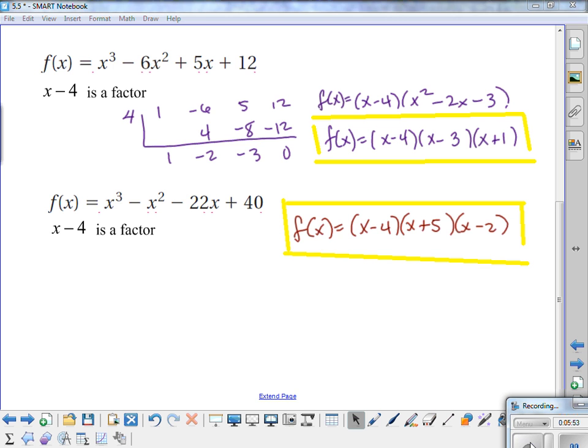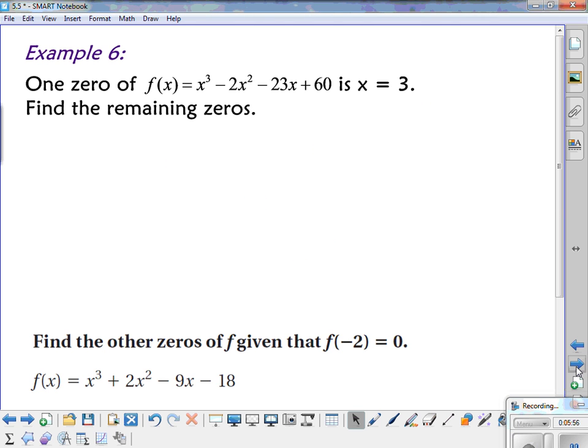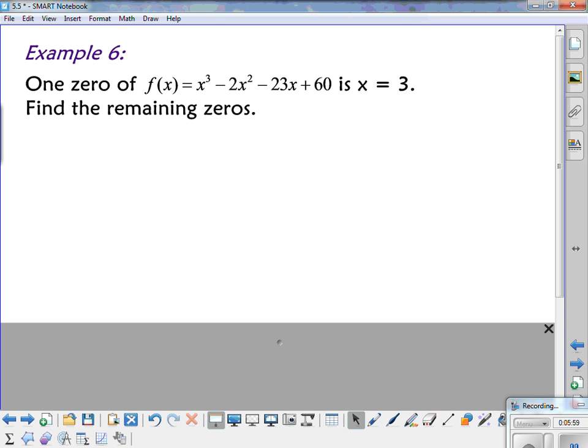Any questions? All right, so the other thing we're going to look at is finding the zeros. One of the zeros of f of x equals x cubed minus 2x squared minus 23x plus 60 is x equal to 3. So if x equals 3, that's one of the zeros. When we're finding the zeros, we're just factoring and then setting each of the factors equal to 0. So we're just using the zero product property to find the roots after it's factored. This is just taking it one step further than what we just did.